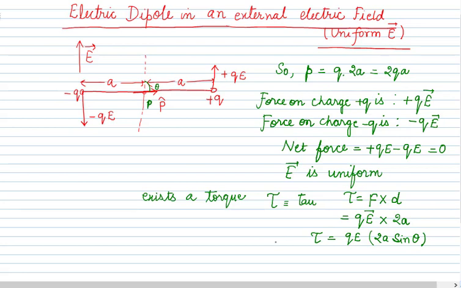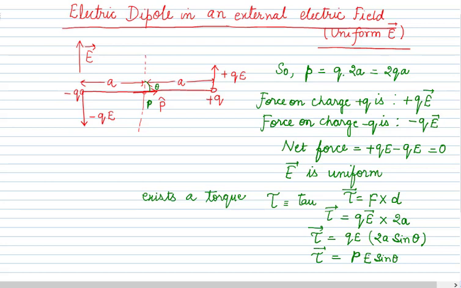Now this torque tau we can represent as follows. In the diagram we can see the angle theta, which is between the dipole moment P and the electric field E. The dipole moment P is directed from minus Q to plus Q, and E is in the perpendicular direction. Or if it is in any direction, we can take the angle theta. So tau may be written as 2QA, which we can replace with P, so this is PE sine theta.